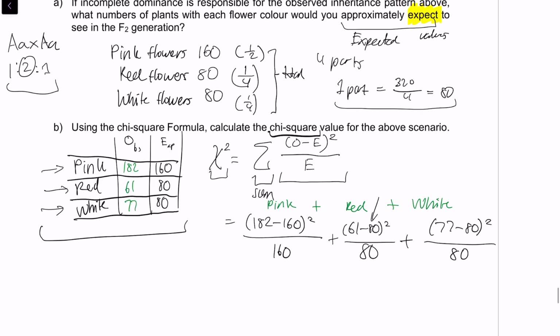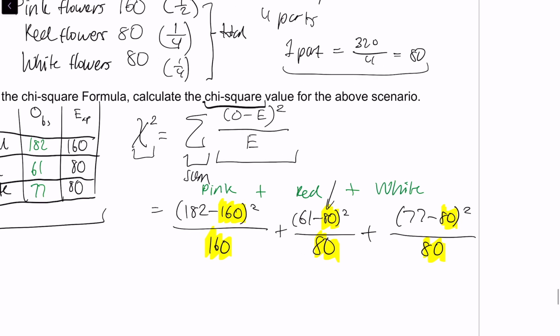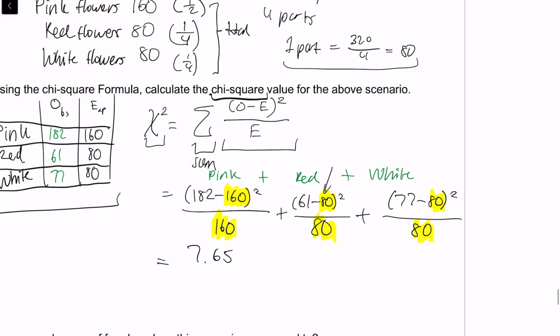So another way to check your work, it's like a dummy check, is making sure these values up here and on the bottom are the same, okay, which in this case it is. All right, and then we can just plug this in our calculator, and then we get a value of 7.65, okay?